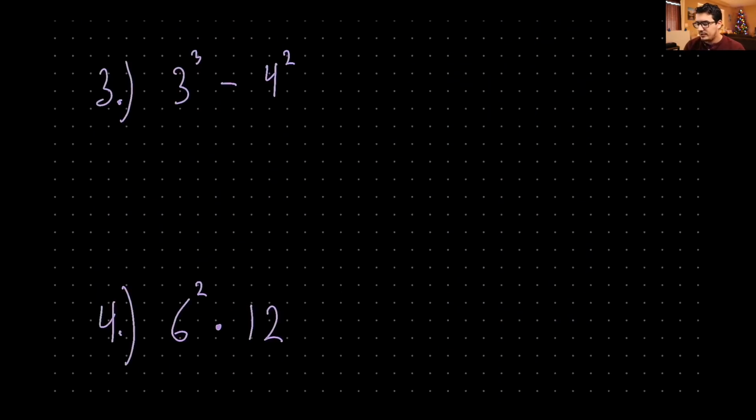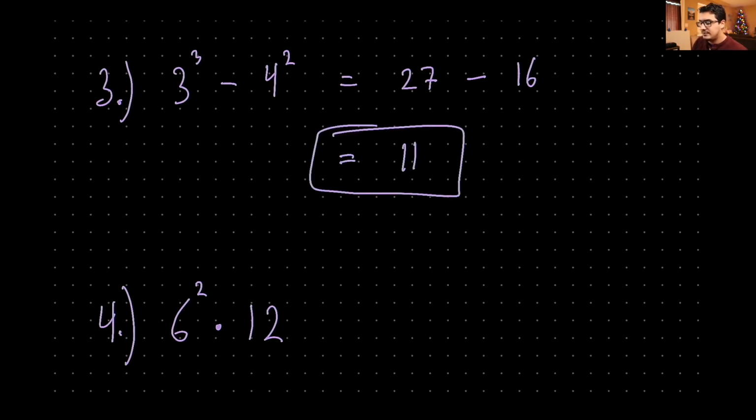Okay, so now, exponents can show up anywhere. So here, I've given you something already in exponent form. So let's go ahead and simplify it. So 3 cubed is 3 times 9, so that would be 27. Minus 16, which is 4 squared, 4 times 4. And then 27 minus 16 is 11. So there's many ways to write 11.